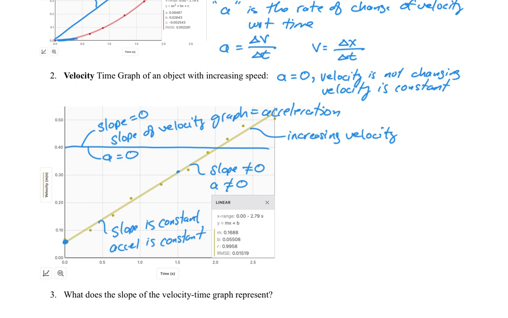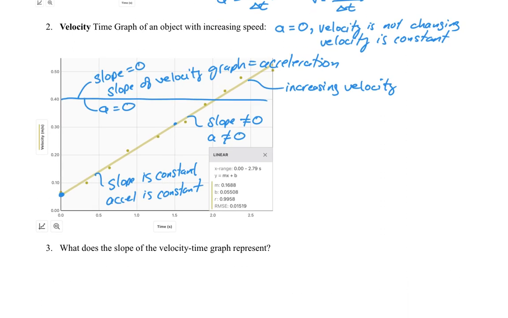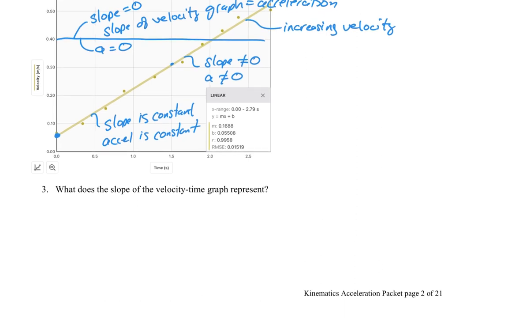So let's go ahead and fill this out. What does the slope of the velocity time graph represent? We know that it represents acceleration. And we can look at our units. So we see that velocity is measured in meters per second, and time is measured in seconds.